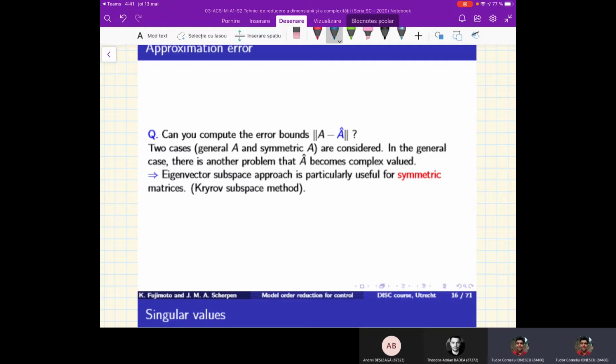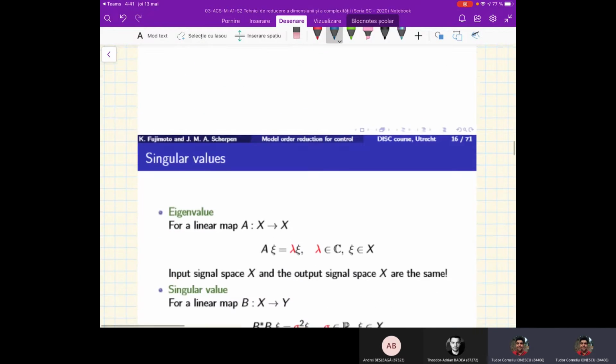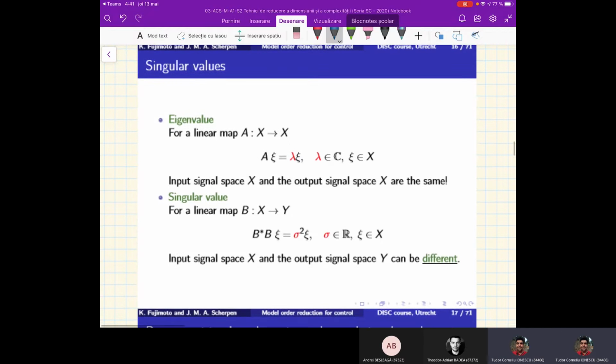Of course, in the general case, when A is complex valued, A hat is complex valued, things are a bit more difficult. The eigenvector subspace approach is particularly useful for symmetric matrices. So for symmetric matrices, you can use eigenvector subspace and Krylov subspace methods. We are going to discuss that later on. So, singular values for a linear map. These are the eigenvalues, lambda.